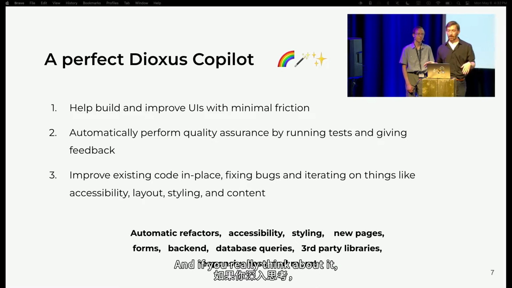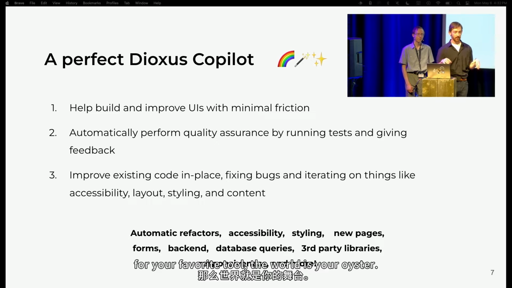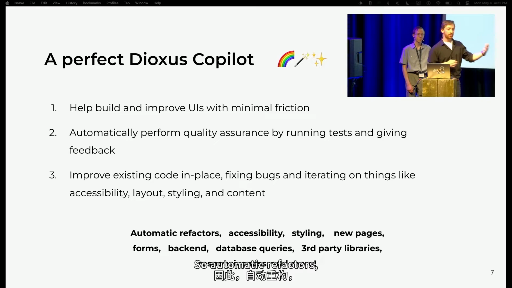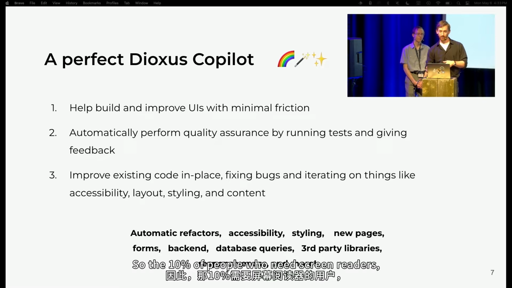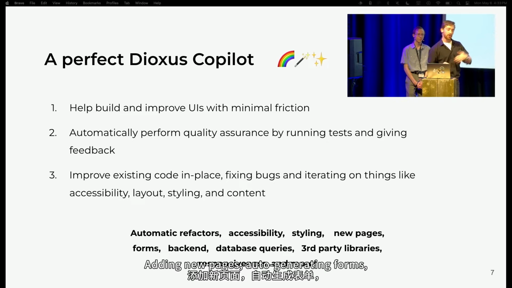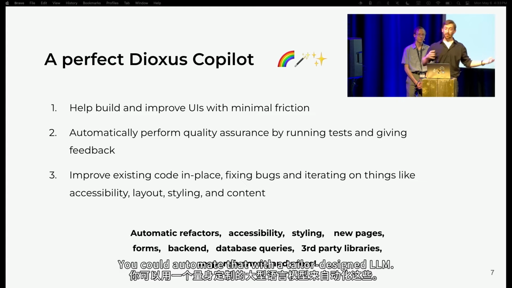And if you really think about it, if you built a copilot for your framework, for your library, for your favorite tool, the world is your oyster. There's so many things you could do. So automatic refactors, like turning components into multiple components or merging components, improving accessibility. So the 10% of people who need screen readers, they're now included in the party. Adding new pages, auto-generating forms, all the boring stuff that you have to do to plumb apps together. You could automate that with a tailor-designed LLM.